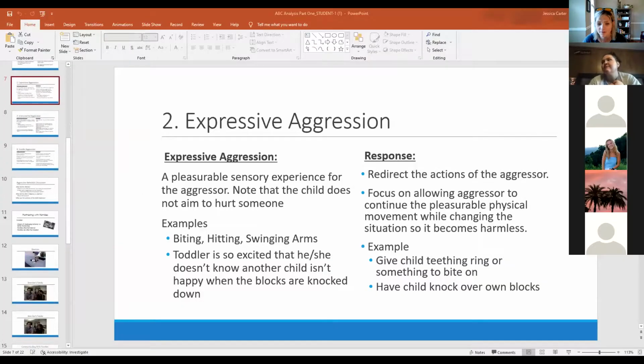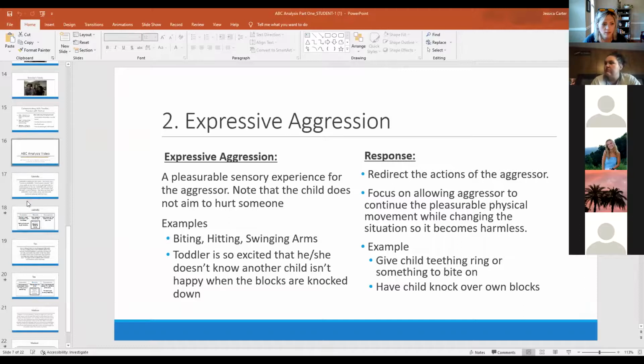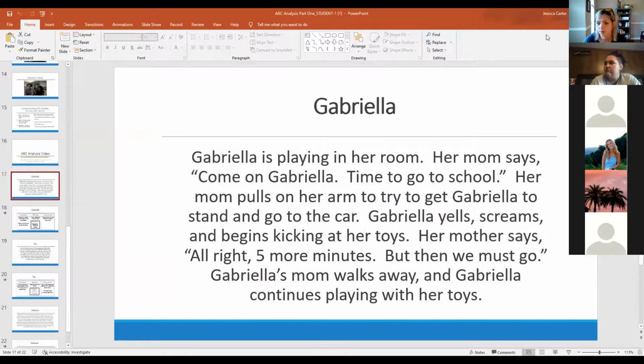There's another Word doc posted to the course page that has some practice with the idea of practicing through the ABC analysis, but I have some of them embedded in this PowerPoint. So let's look at this sample.